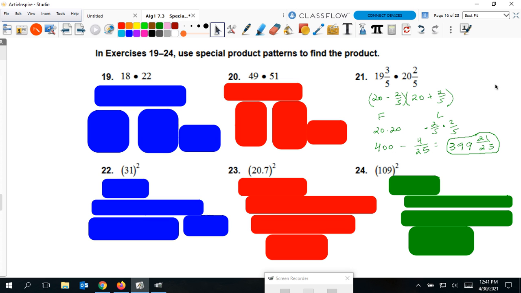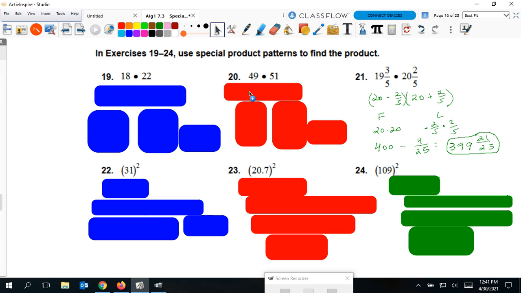So I did the hard one for you on that one. Actually, I'll have you try 19 and 20 first, and then we'll come down and do the ones that are a little bit different. Pause the video and do 19 and 20. The numbers in 19 are the same distance away from 20, and in 20 they're the same distance away from 50. See if you can multiply them with this pattern, without a calculator and without doing the long version. Then check your answers.